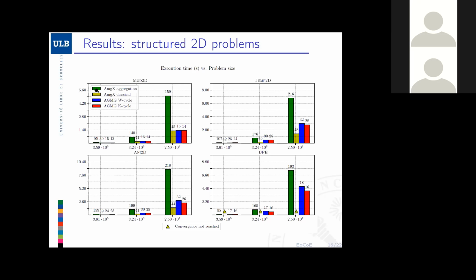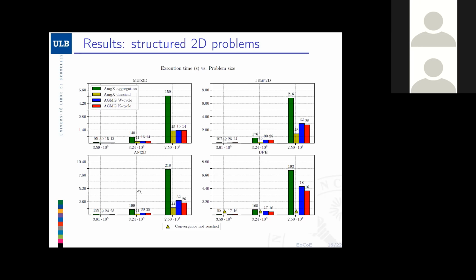The green bar is AMGX using an aggregation-based AMG method. The yellow one is AMGX using the classical method. Then the blue bar is AGMG with the relaxed W cycle that I have explained. And the red one is the AGMG K cycle ported to GPU, so doing the dot product.